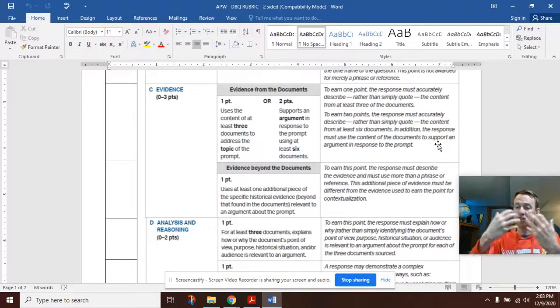So you just describe the document. You build the concept that's in or being represented in the document, and that also counts. But it has to be specific, right? It has to be to a level that shows specificity to the document.